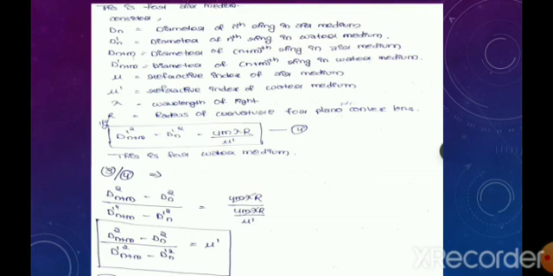Now let's divide equation 3 by equation 4. This implies dn plus m square minus dn square by d dash n plus m square minus d dash n square equals 4m lambda R by 4m lambda R by mu dash. This implies dn plus m square minus dn square by d dash n plus m square minus d dash n square equals mu dash, that is the refractive index of water.